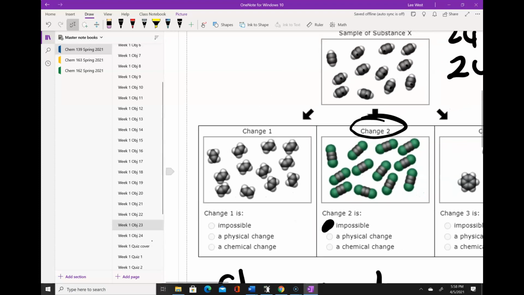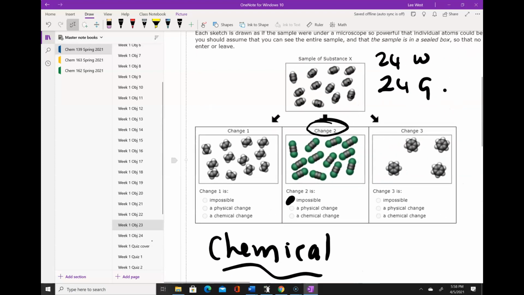So in each case, we know that it's not a physical change because the atoms are reorganized in how they're connected. So the only possibility is either impossible or chemical, right? So it's a 50-50. Impossible would be because we've messed up the number of atoms. So in change number 1, we've got 1, 2, 3, 4, 5, 6, 7, 8, 9, 10, 11, 12 molecules.